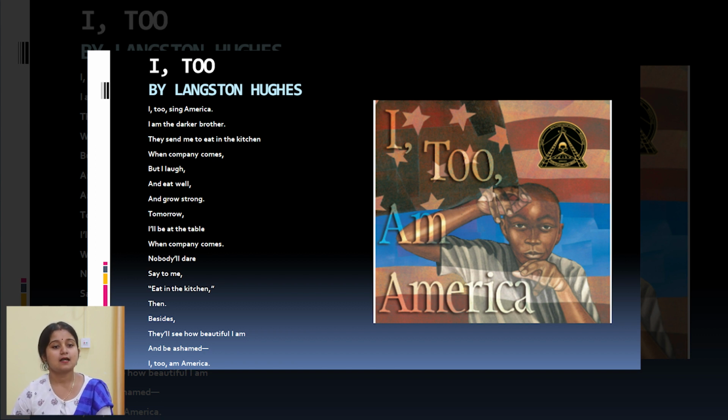Then he says, "Besides, they'll see how beautiful I am and be ashamed." They will be ashamed by looking at how beautiful he is, in the sense that the whites will one day realize how beautiful the blacks are and will be ashamed. And then towards the end, in the last line, he says, "I, too, am America." Again, he focuses on the fact that he too is in America despite being black.